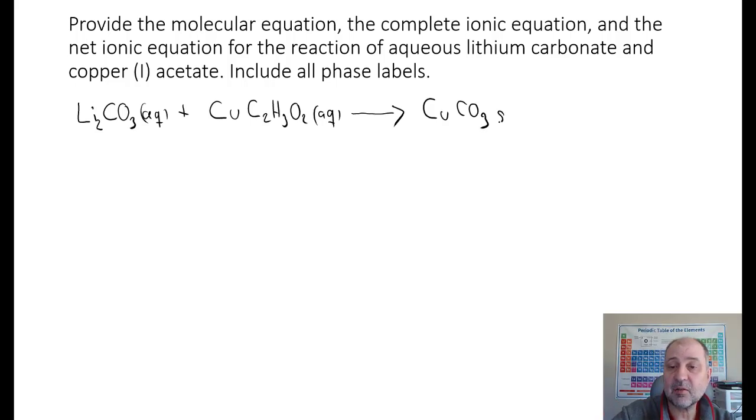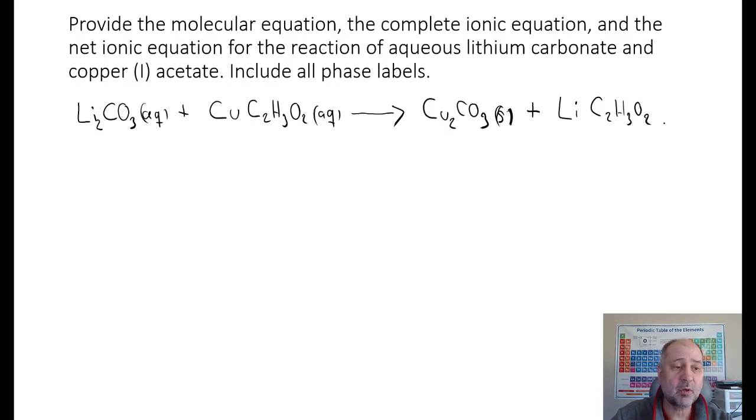So you need a solid phase label. But I'm not done, because copper is +1 and carbonate is -2. So I have to fix this formula by putting a little 2 here. Copper 1 carbonate has this formula and has this label. This is what's going to precipitate out of solution. That's going to form an insoluble solid. And the other product is lithium acetate.